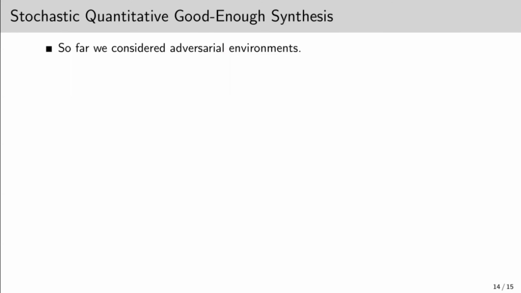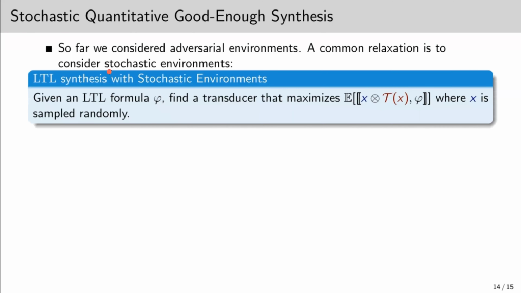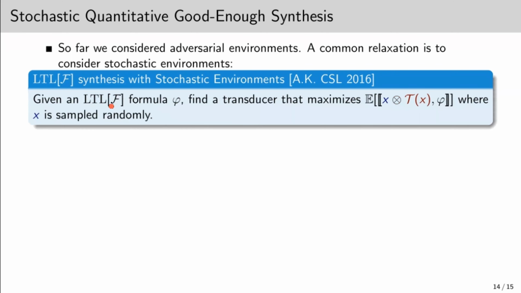The last extension we look at is the stochastic setting. Instead of looking at adversarial environments, we have a stochastic environment generating inputs randomly, and we want to maximize the expected satisfaction value. Oh, and we're actually going to start with a quantitative specification in LTLf, because why not? In 2016, we showed that we can solve this problem for LTLf in, say it with me, 2EXPTIME.